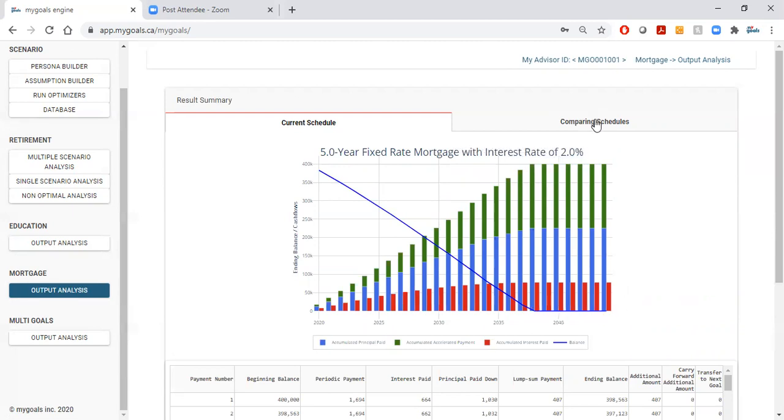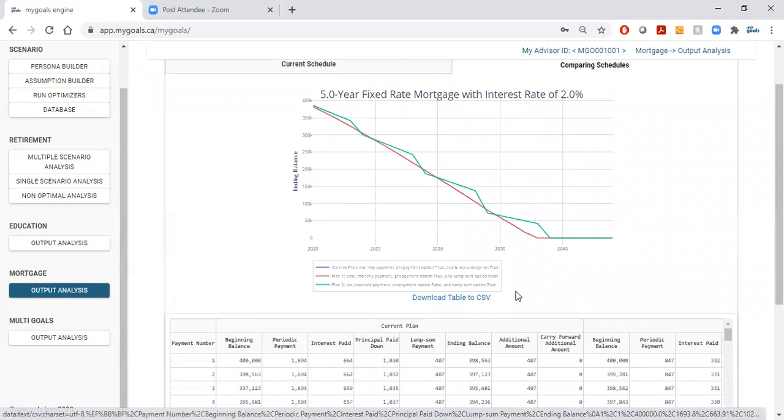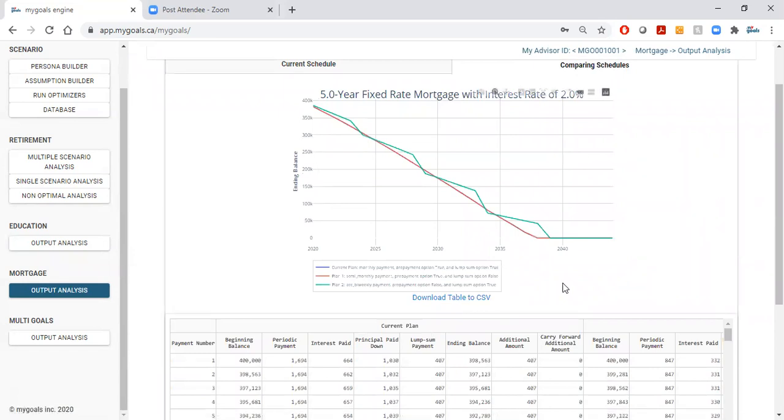Again, we can compare more than one schedule, and on this side, there'll be a download to CSV as well. And you can download all of your cash flows. Again, funded from what we call capacity to save, and then multiplied by the allocation towards this goal, and then hierarchically defined by the waterfall that we built within the assumption builder.